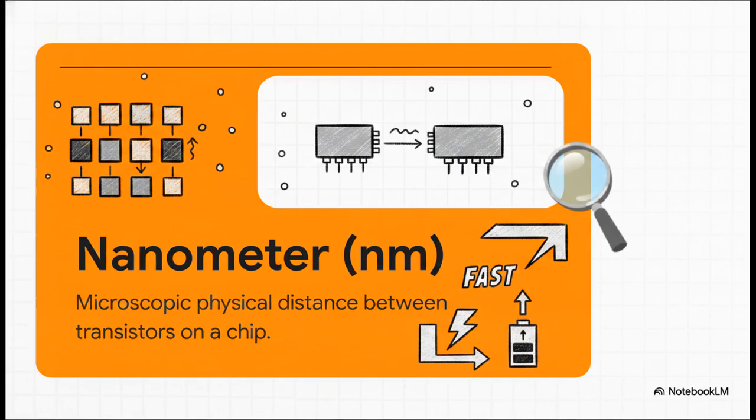The smaller this physical distance is between the transistors, the faster the processor's speed becomes, all while consuming far less battery power. The electrons literally just don't have to travel as far.